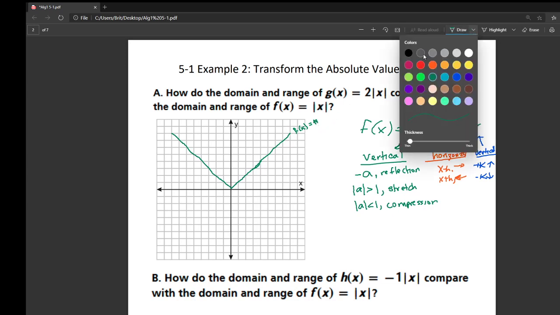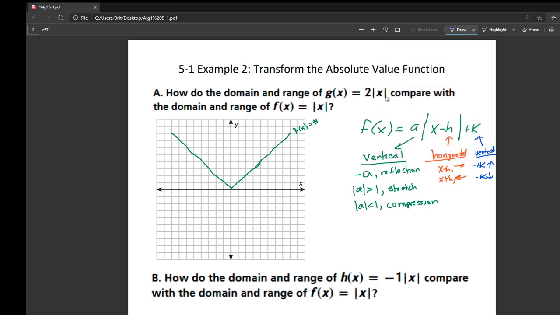So when we take that parent function and we multiply it times 2, what we're going to have is a vertical stretch. Because what's happening is our y value is doubling, whereas our x value is staying the same. So we're doubling our output when we multiply the absolute value by 2.